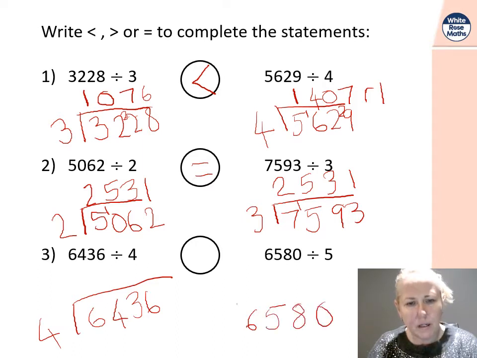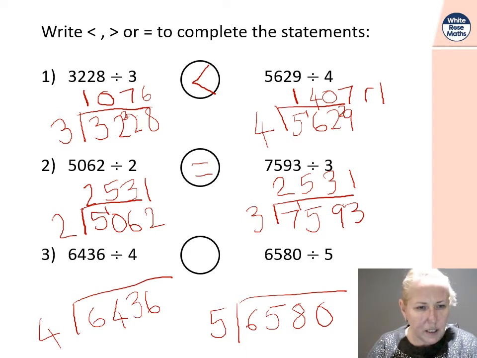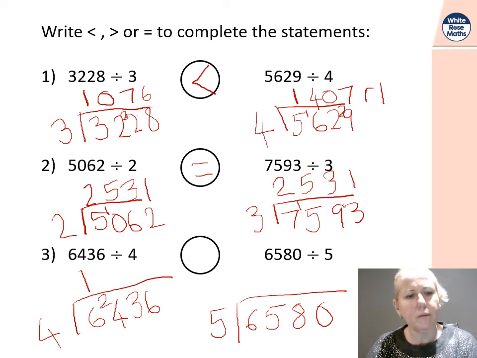6,580, and that's going to be divided by 5. Okay, which one number do you think is going to have the greater answer? So how many groups of 4 from 6? I can make one group of 4 and I will have 2 left over. How many groups of 4 can I make from 24? It's 6.